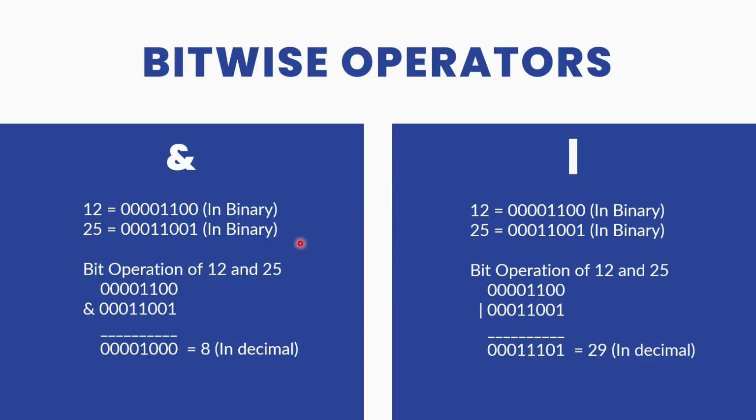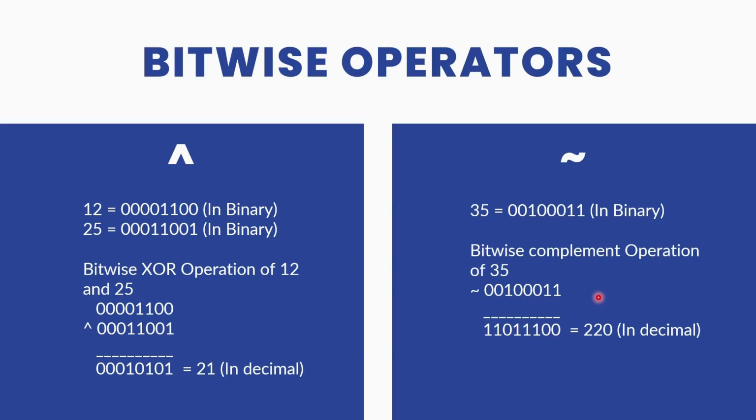For bitwise AND operator, both the corresponding bits should be 1. Only then it will result in 1. Rest all cases 0. In bitwise OR operator, if either one or more corresponding bits is equal to 1, then the result will be 1, or else it is 0.